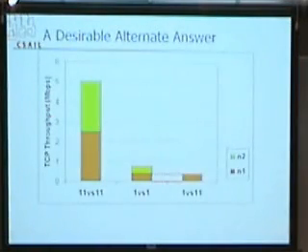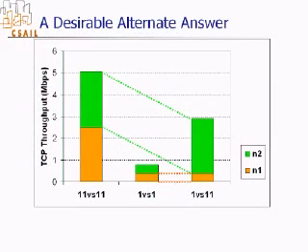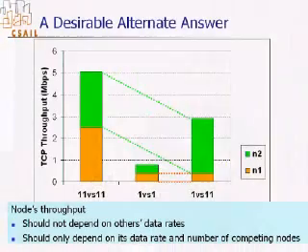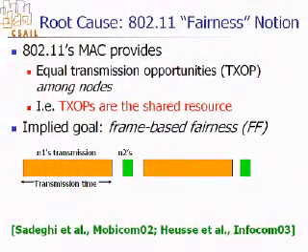So I would say the desirable alternate answer is that it doesn't matter what my competitor is. Whatever he's doing doesn't really matter. I'm the 1 megabits per second guy. I got 0.4 megabits per second, effectively 0.8 divided by 2. Because these are all very low loss rate in this case, I've claimed that a node's throughput shouldn't really depend on other nodes' data rates, right? It should only depend on my situation. That's a desirable alternate answer.